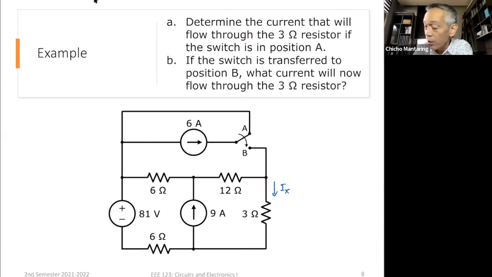By the way, why did I put this line here? Can anyone answer me? Why did I not just draw it like this? Let's say there's a switch like that, and then like that. Why did I not just draw it like that, and so forth? Can anyone answer?